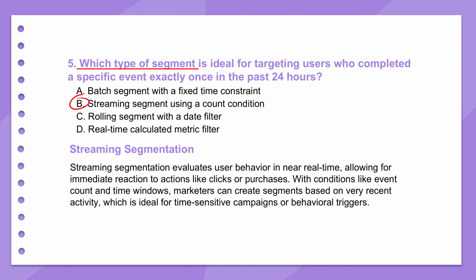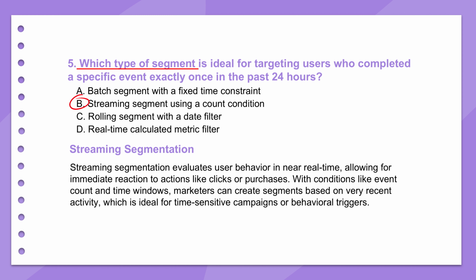Right. And the count condition allows for that really precise targeting in this case. Only those who did the action exactly one time within that specific 24-hour window. So not someone who did it, say, 5 times and not someone who did it 30 hours ago, just once in the last 24 hours. That level of detail seems incredibly powerful for very timely marketing.